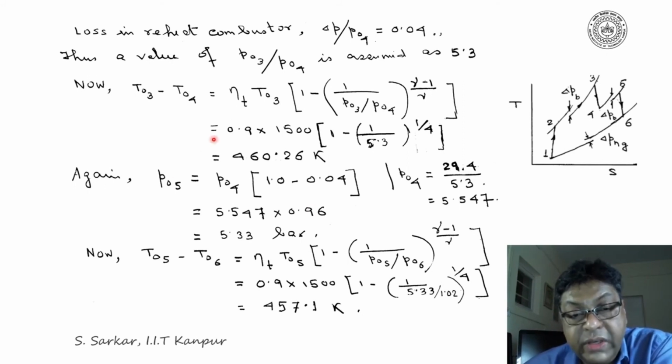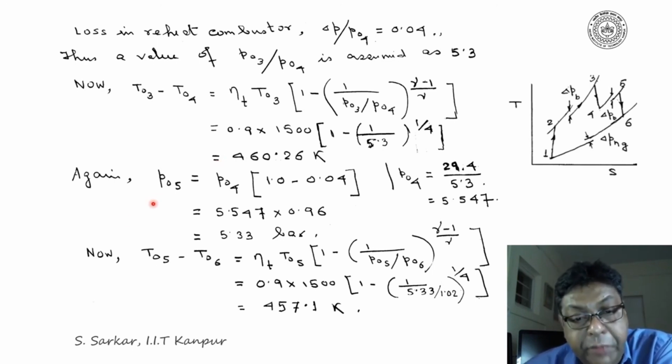I know eta T is equal to 0.9, T03 is equal to 1500, P03 by P04 is 5.3, and gamma minus 1 by gamma becomes 0.25. If I put all the values and calculate, then T03 minus T04, that's the temperature drop in high pressure turbine, would be 460.26 Kelvin.